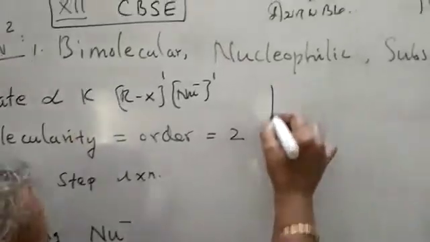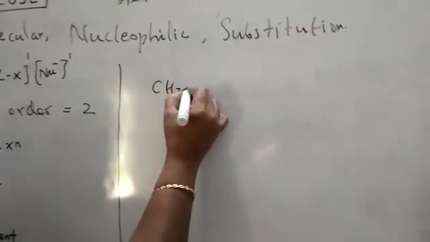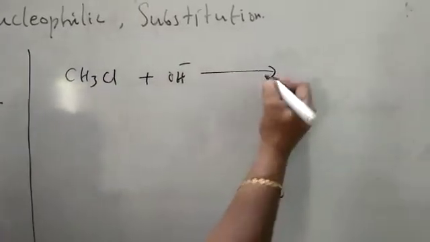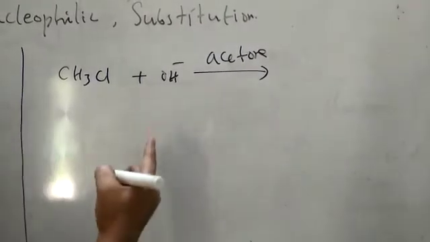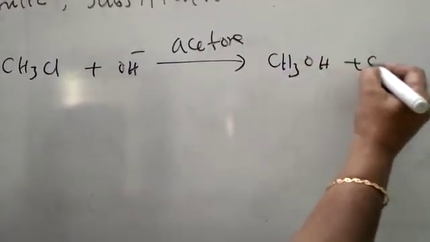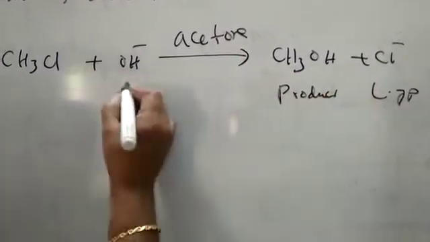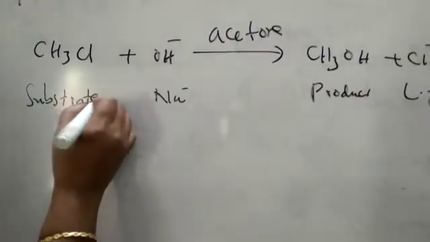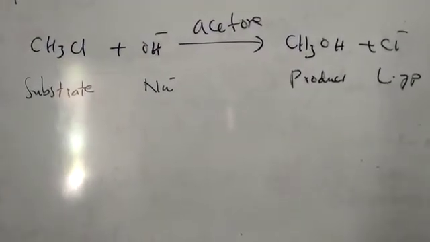Now let us see the example of this reaction. I am writing the overall reaction: methyl chloride with the nucleophile OH minus, in the medium of acetone, which is an aprotic solvent. What happens here is substitution takes place. Cl is called the leaving group, this is the product, this is called the nucleophile, and this is called the substrate. In organic chemistry, the reactants are labeled as substrate.